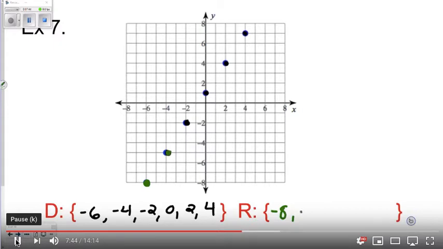You have -8, -5, -2, 1, 4, and then finally 7.